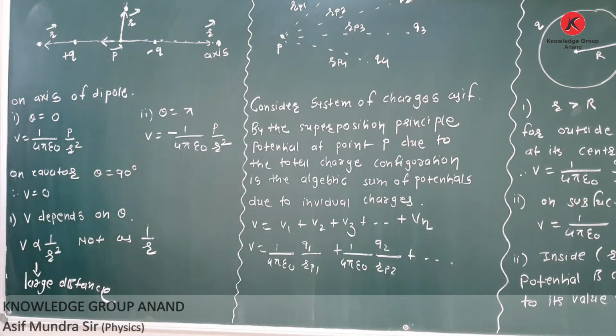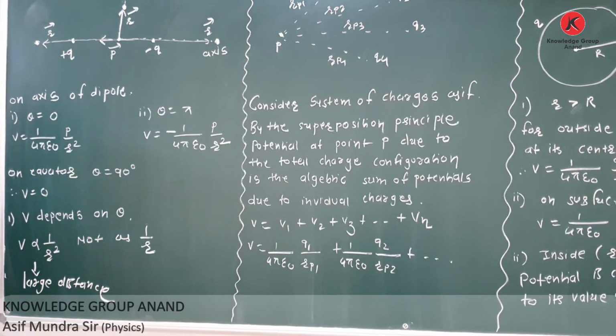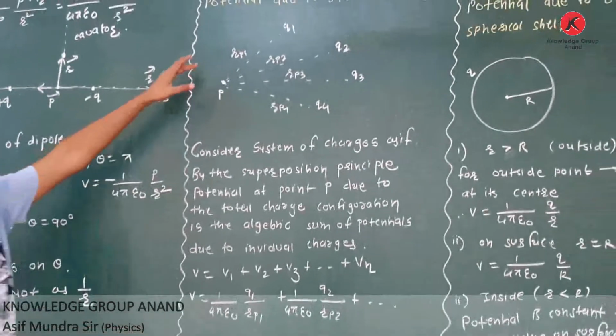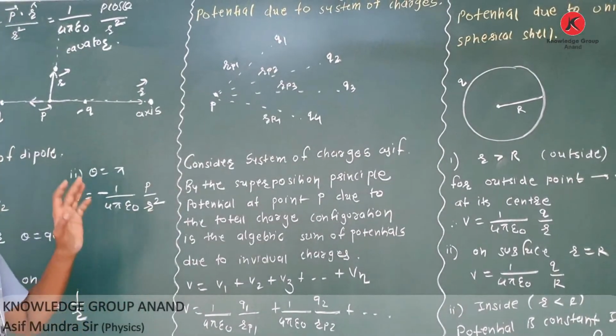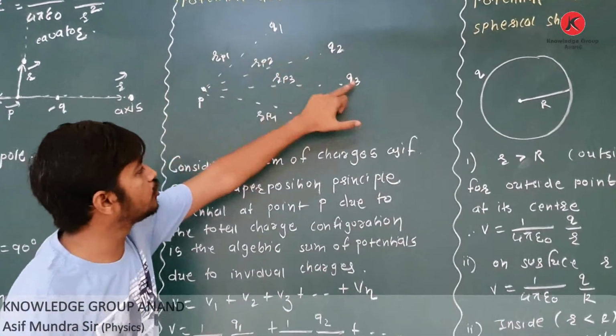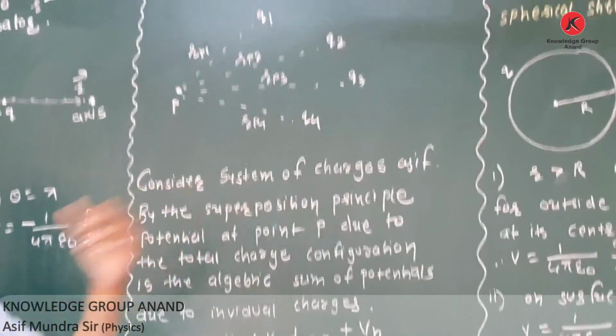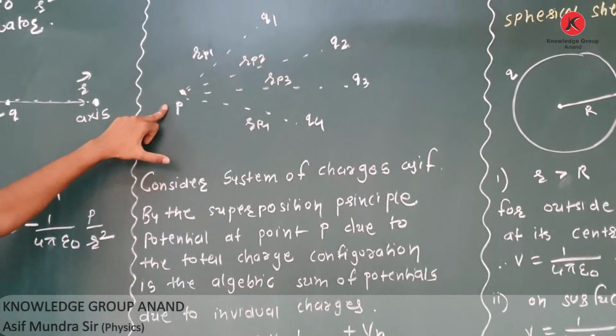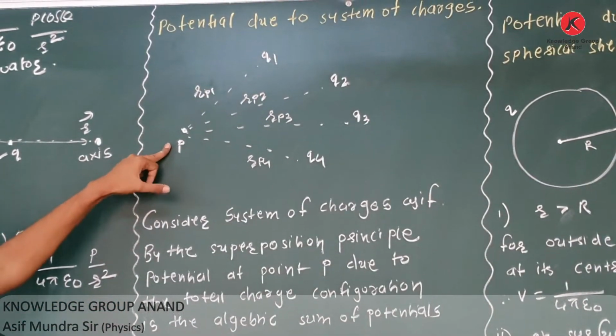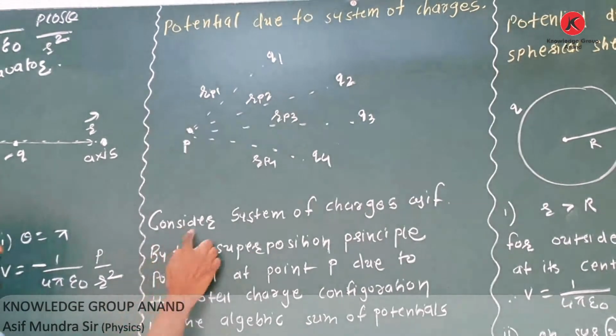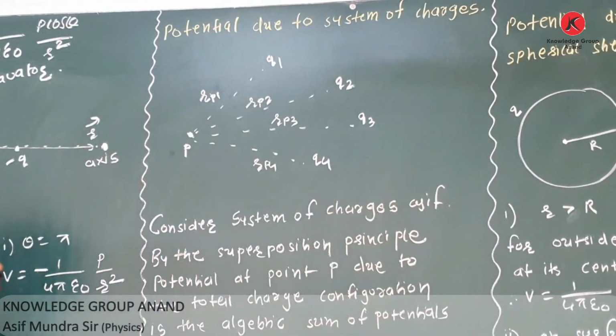Okay. Now, that is potential due to dipole. The next topic is potential due to a system of charges. If you are given charges Q1, Q2, Q3, Q4, up to Qn, and you want to find the electric potential at point P, then it is simple. See, consider a system of charges as shown in the figure.